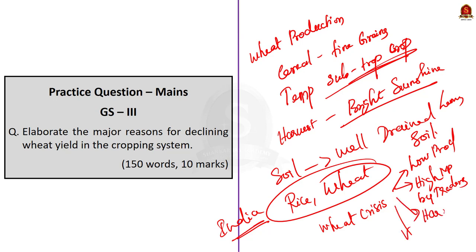And after this, we moved on to see about the notable impacts of lowered wheat production. We saw one positive impact, which is the opening of new wheat export markets for India due to the Russia-Ukraine war. And we also saw some of the negative impacts.